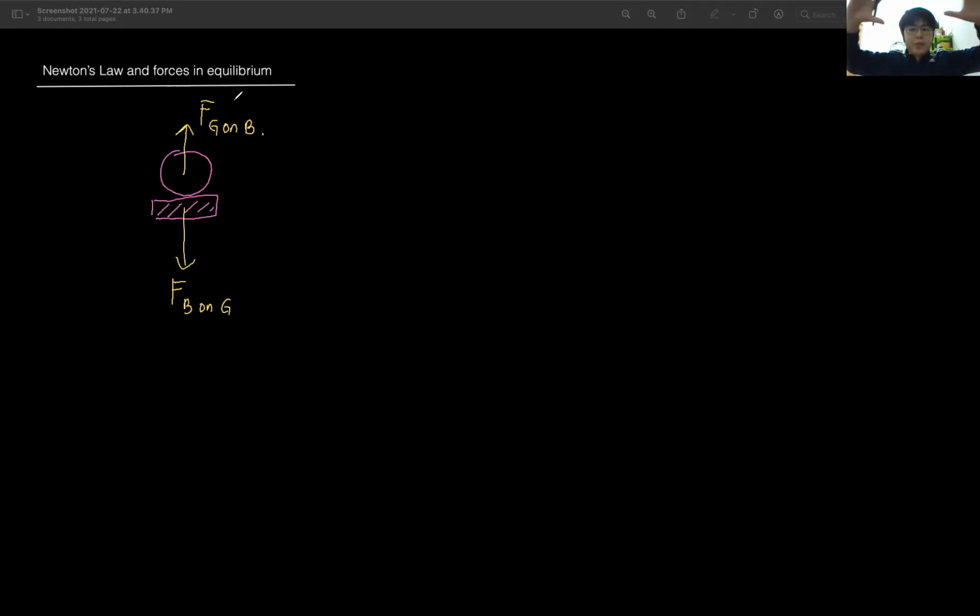The forces from the field, the gravitational field. So these two objects, they are in contact. They are called contact forces. The field does not require any contact. Okay, they call it field force.